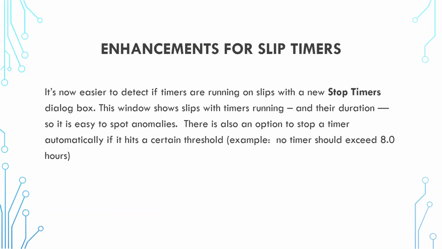It's also now simple to detect if timers are running on slips with a new Stop Timers dialog box. This window shows slips with timers running and their duration, so it's easy to spot anomalies. There's also an option to stop a timer automatically if it hits a certain threshold. For example, you can set no timer that can exceed longer than 8 hours.